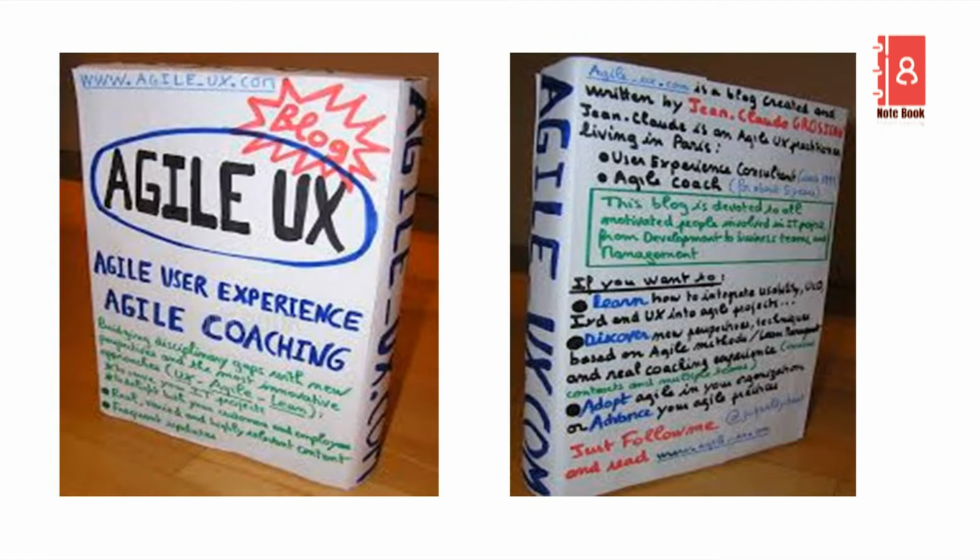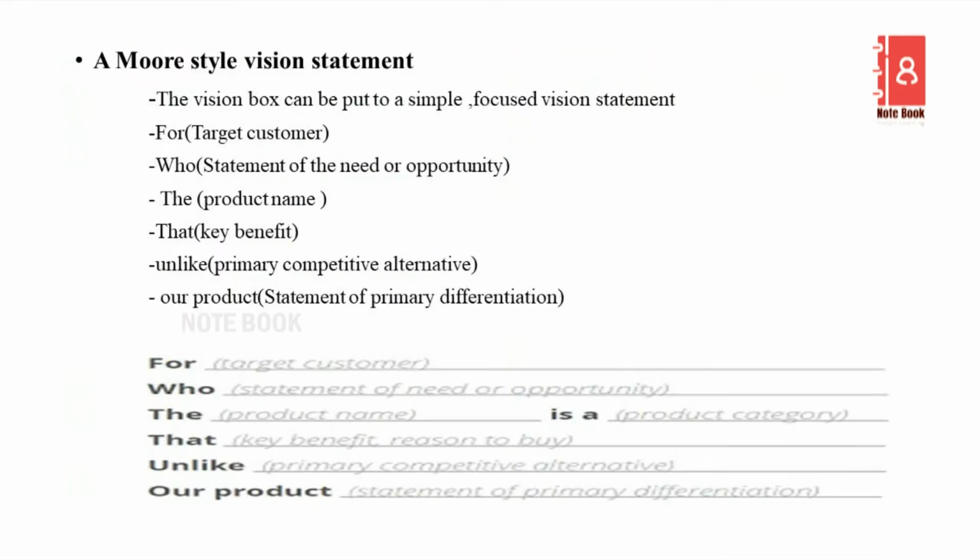You can see some sample images of product vision boxes created that look like a cereal box, which cover details like its features and operator requirements, and once you have a good understanding of the product's objective, you can give the vision statement. There are many different templates for a product vision statement. Here is one described in more detail in Moore's book. Moore recommended the following format for a vision statement. The first one is 'For'.